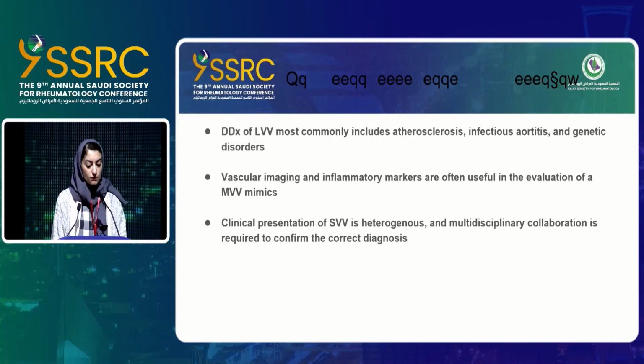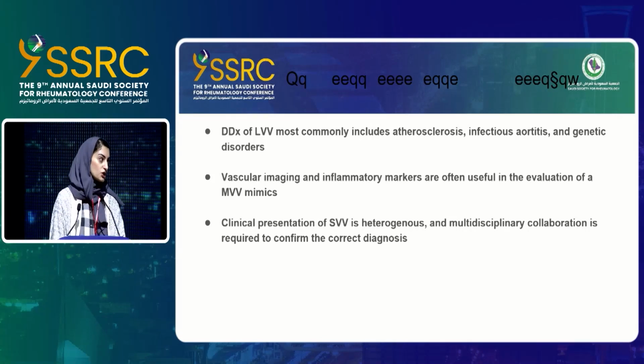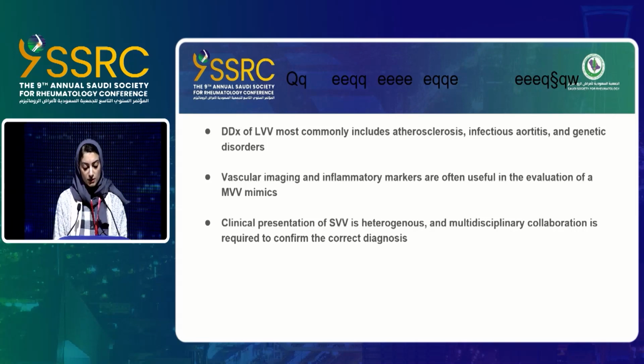The differential diagnosis of large vessel vasculitis is mostly atherosclerosis and infection, in addition to genetic disorders. Vascular imaging and inflammatory markers are often useful in the evaluation of medium vessel vasculitis, and the clinical presentation of small vessel vasculitis is usually heterogeneous, necessitating multidisciplinary collaboration. Thank you very much.